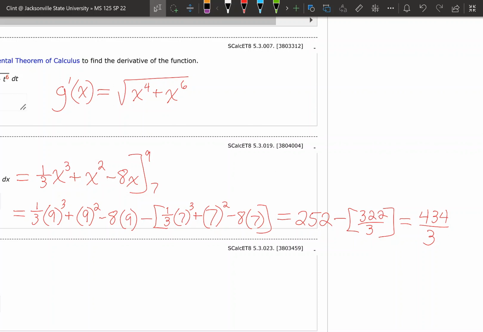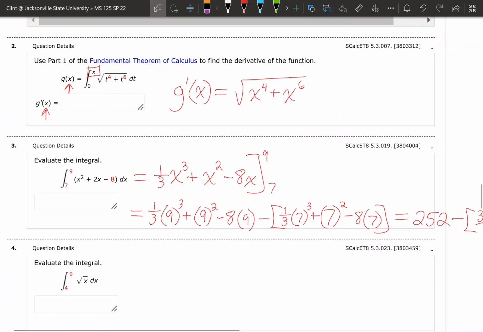My high school kids sometimes, what they'll do is they'll forget to take the antiderivative. They'll just take this thing and plug in the 9 and 7. Okay? So remember, we got to actually do some calculus in here. So this step's the calculus step, and then everything after that's really just arithmetic. So don't forget that part in calculus class. Okay?